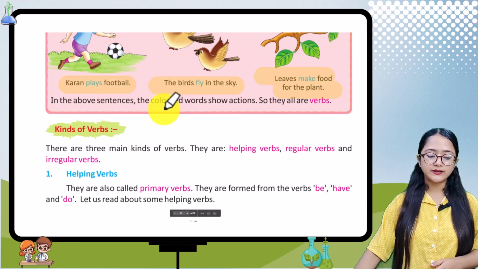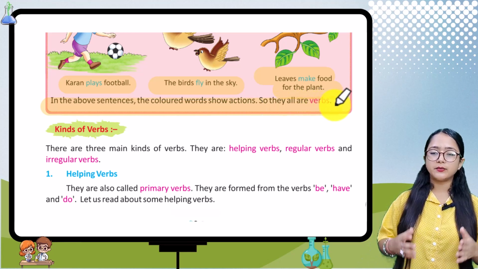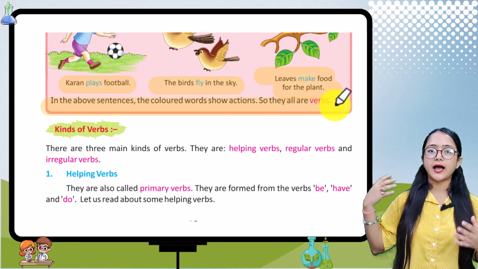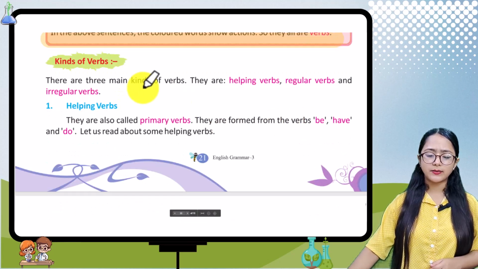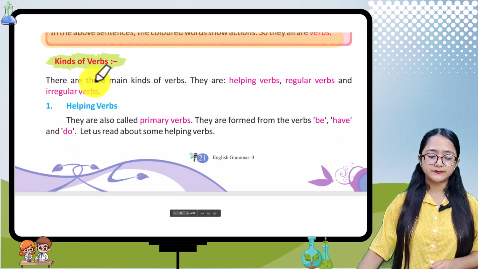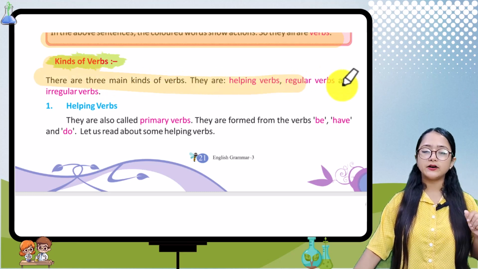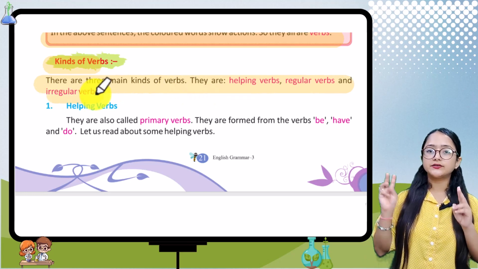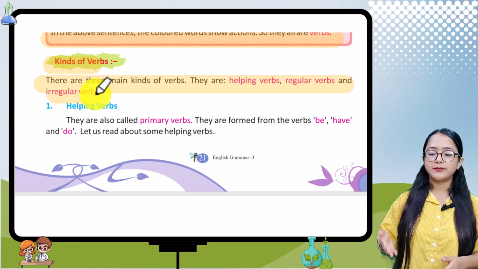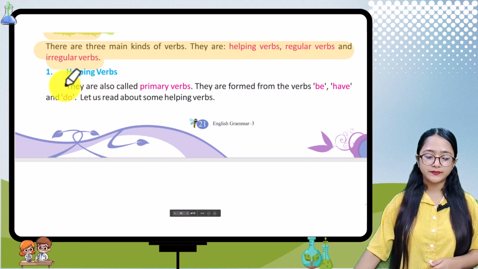In the above sentences the colored words show action, so they all are what? They all are verbs. Now let's talk about kinds of verbs. There are three main kinds of verbs: helping verbs, regular verbs and irregular verbs. So let's talk about helping verbs first.